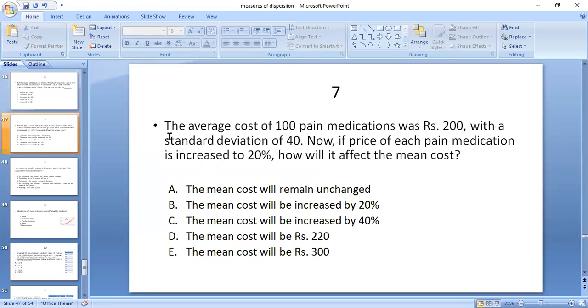Seventh MCQ: the average cost of 100 pain medications was rupees 200 with a standard deviation of 40. Now, if the price of each medication is increased by 20%, how will it affect the mean cost? Will the mean cost remain unchanged, increase by 20%, increase by 40%, be rupees 220, or be rupees 300? It's B. The mean cost will be increased by 20%, as each value is increased by 20%.